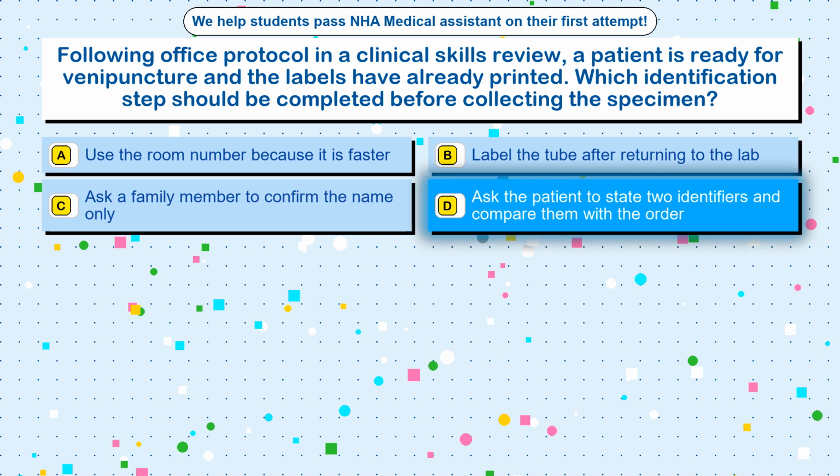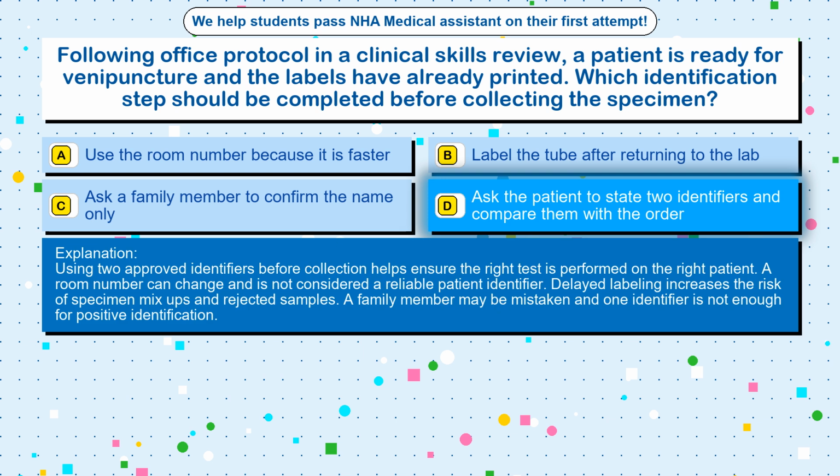The correct answer is option D. Ask the patient to state 2 identifiers and compare them with the order. Using 2 approved identifiers before collection helps ensure the right test is performed on the right patient. A room number can change and is not considered a reliable patient identifier. Delayed labeling increases the risk of specimen mix-ups and rejected samples. A family member may be mistaken and 1 identifier is not enough for positive identification.